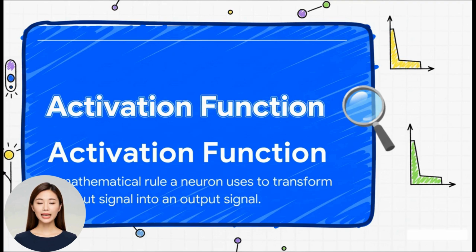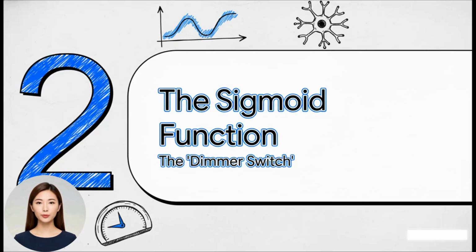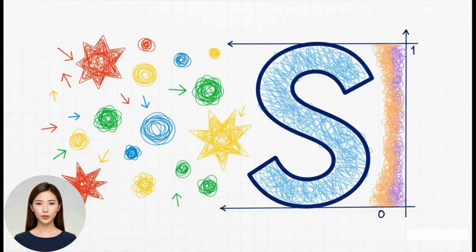Let's look at a couple of the most common ones. First up, we've got a real classic, the sigmoid function. Now, the absolute best way to think about this one is like a dimmer switch for a light. It's not just on or off, it can be anything in between. Here's the deal with sigmoid. You can throw any number at it you want. Huge, tiny, positive, negative, doesn't matter.